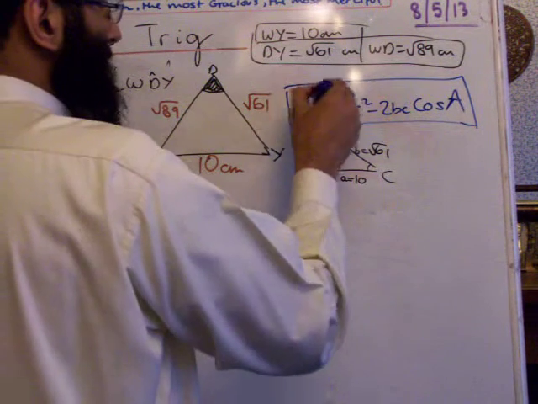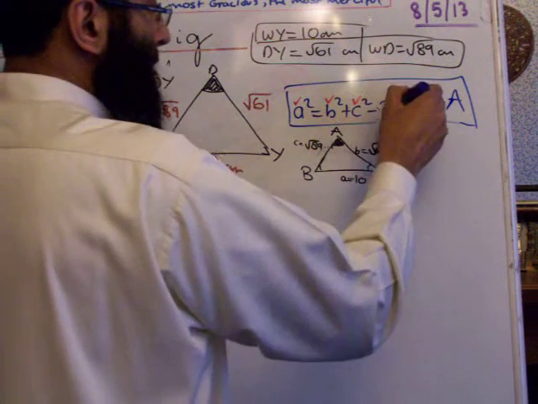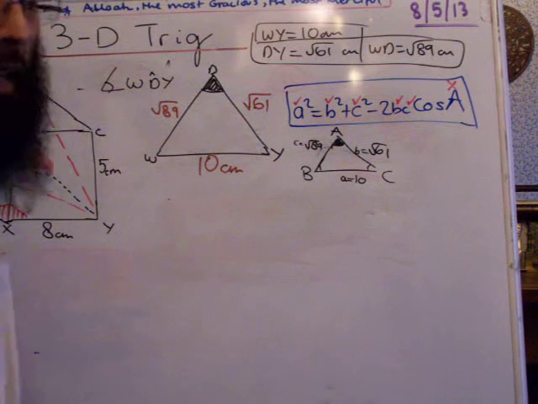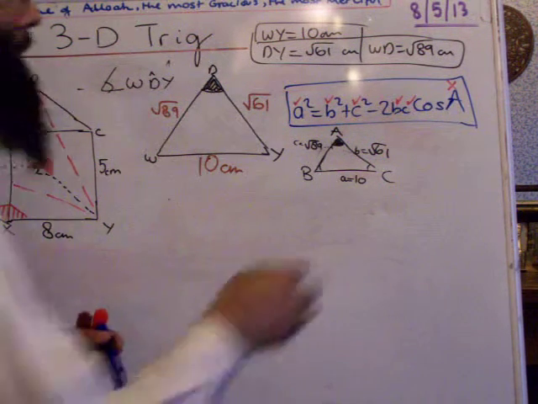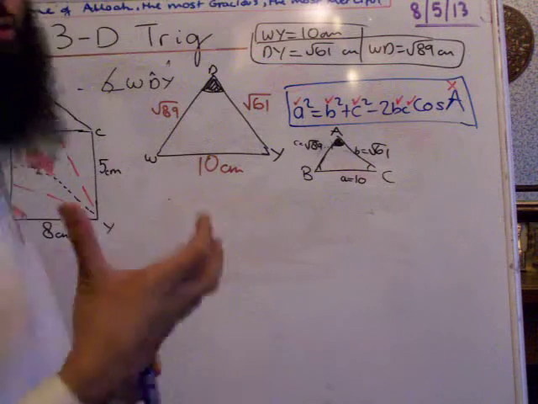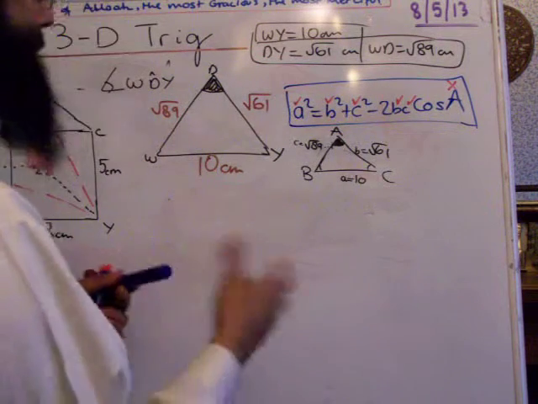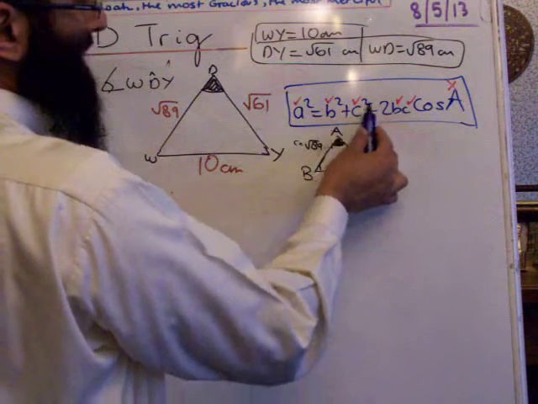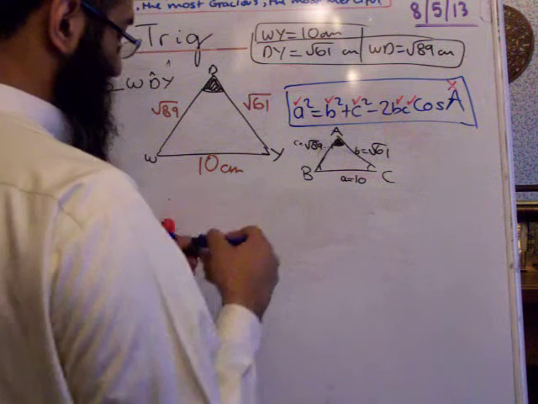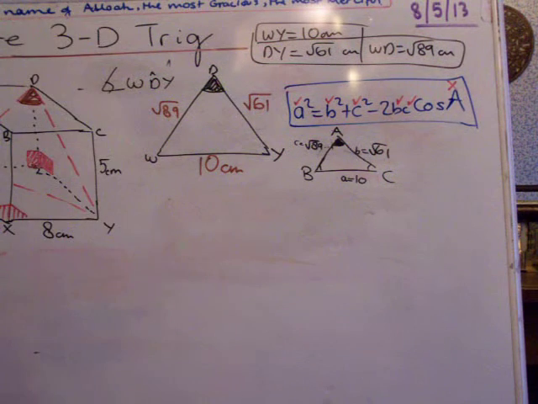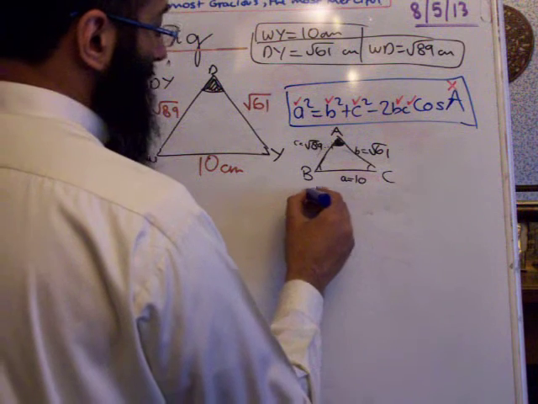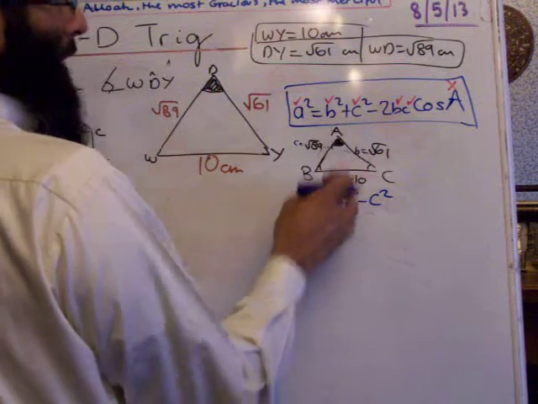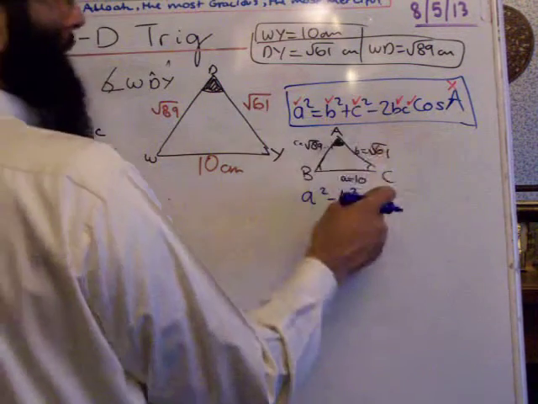Now let's just double check. We know all the lengths, but we don't know the angle. So if you look over here, we know everything apart from the big A, so we can rearrange the equation and make A the subject. What do we do first? We need to move the plus B squared and plus C squared over. So we now have a squared minus b squared minus c squared. The plus B squared becomes minus B squared, and plus C squared becomes minus C squared.